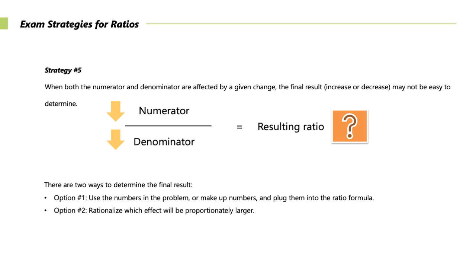There are 2 ways to determine the final result. Option 1, use the numbers in the problem or make up numbers. I remember when I sat for the exam, and I've given this advice to CPA candidates for over 30 years now, I've said, if all they're doing is saying what happens if, then make up your own numbers. Just say, I'll pretend that it was 1,000 and that it was over 5,000, and then change the numbers around. See if the number changed here and the number changed there, what happens? Might help. And then option 2, rationalize which effect will be proportionally larger.